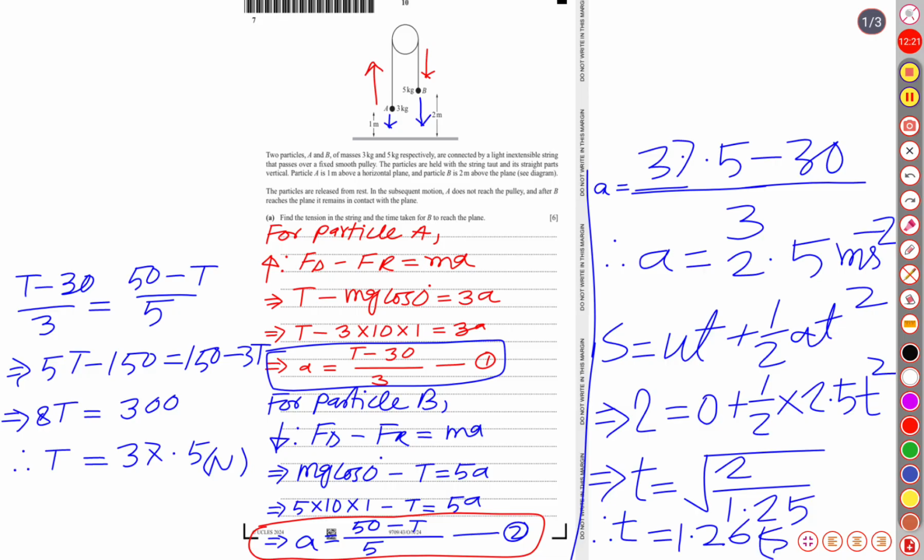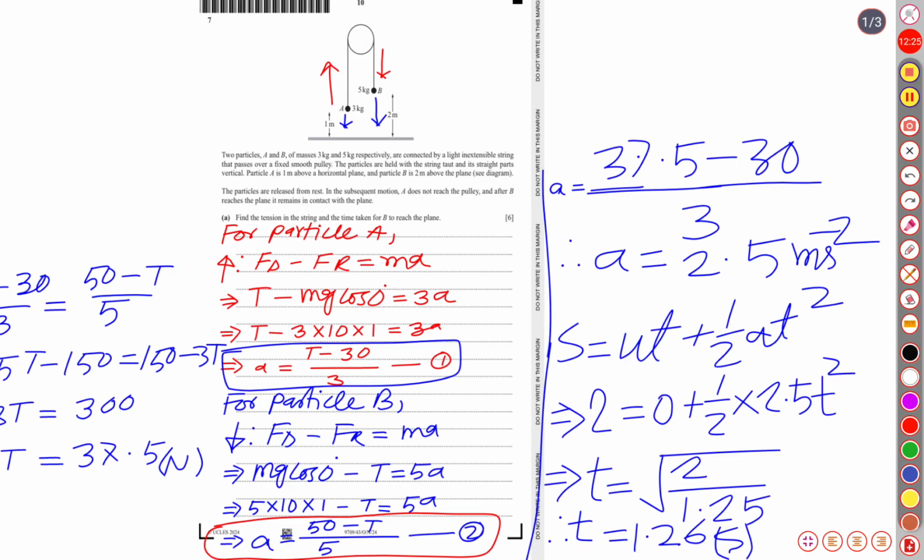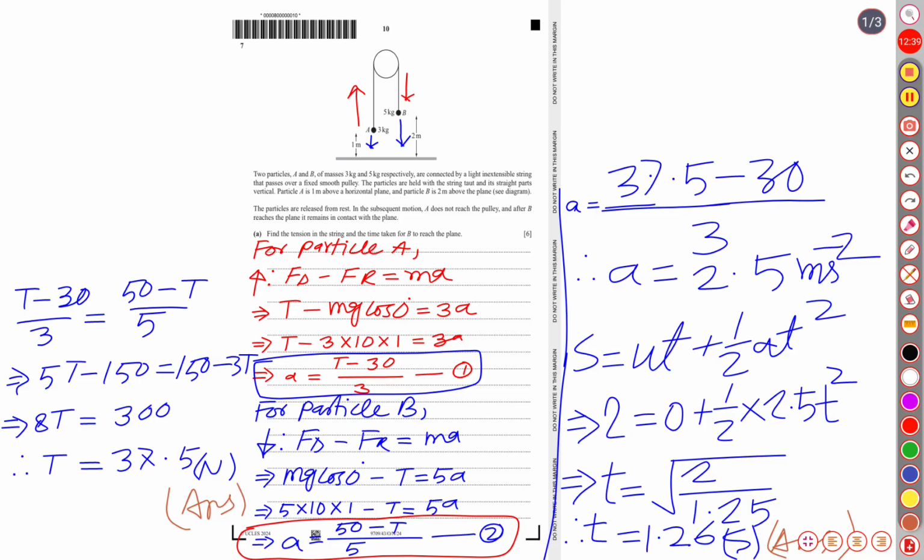And that is the final answer. We can write the answer here. So we have already obtained both answers: the tension was 37.5 Newton, whereas the time taken by B to reach the ground was 1.26 seconds. There is nothing complicated or difficult in this solution. So let's move on to the next part of the question.